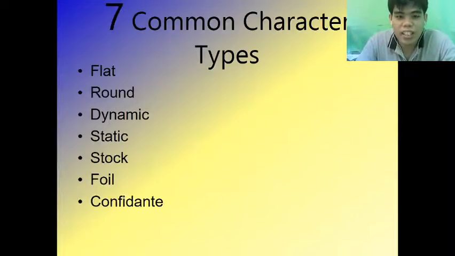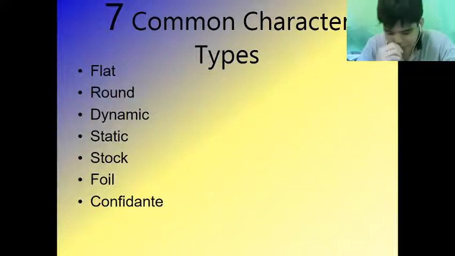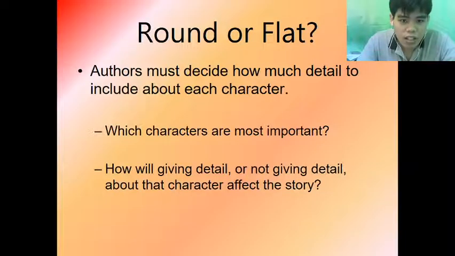In a literary piece, we have 7 common character types. These are the flat, the round, dynamic, static, stock, foil, and confidant. So let's first talk about what we mean by a round or a flat character.